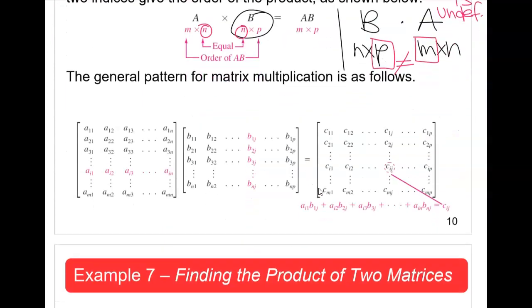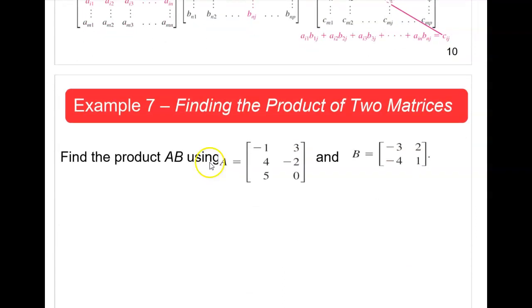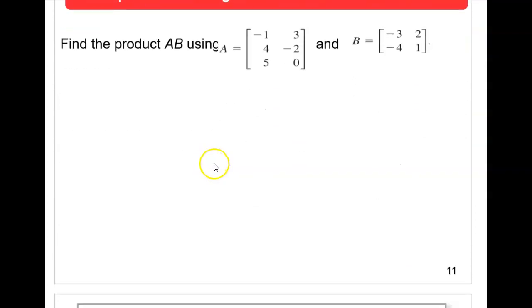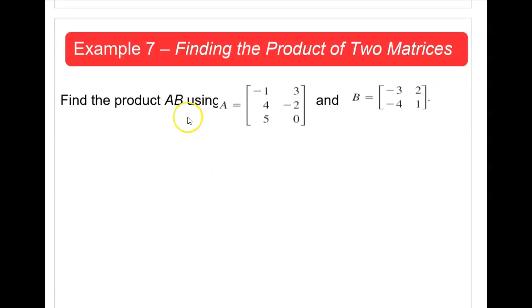So let's get back, and here's maybe not a very good example. I prefer to do one with numbers. It says here to find the product of matrix A times matrix B. So we have matrix A. Let's check the dimensions first. We have 3 rows. Remember, the number of rows must be mentioned first. And we have 2 columns. Matrix B has 2 rows and 2 columns.